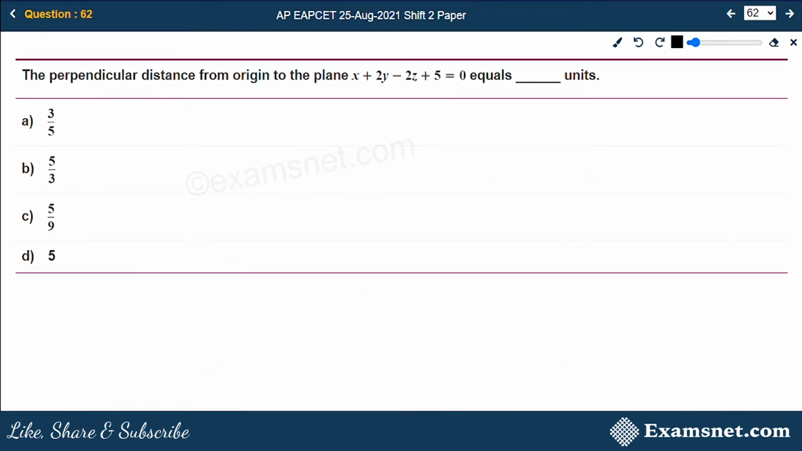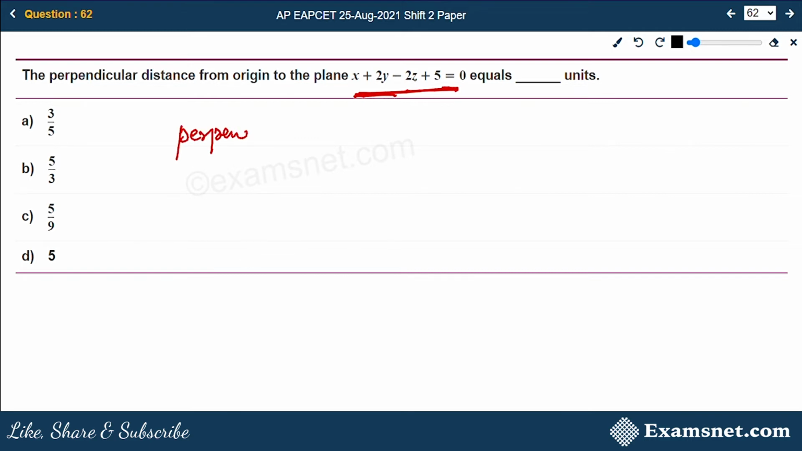Question number 62: the perpendicular distance from the origin to the plane x plus 2y minus 2z plus 5 is equal to dash units. So this is quite an easy one. You just need to apply the formula for it. The given plane is x plus 2y minus 2z plus 5 is equal to 0.